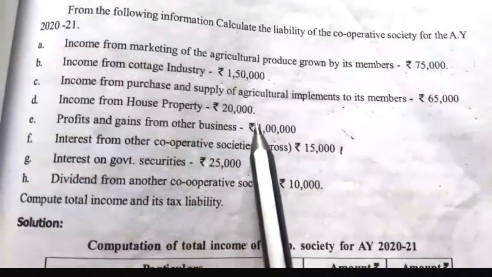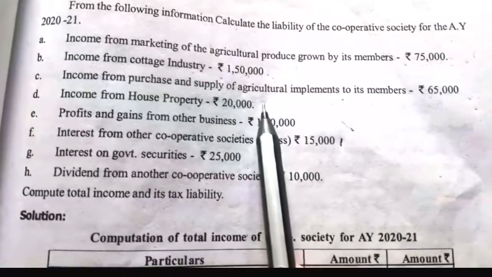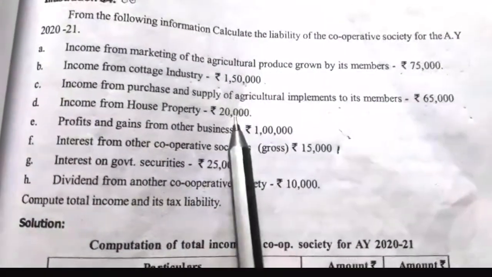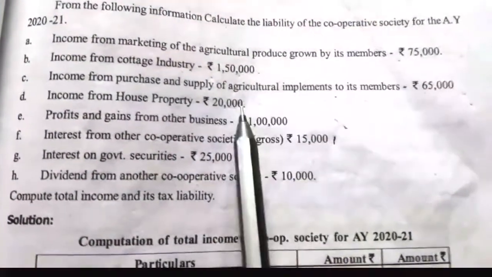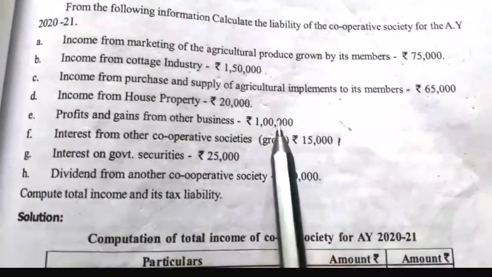Next, income from house property, 20,000. This is the income we have to take under the head section 22, income from house property. It is given directly, so we can take it directly, and deduction under section 80P is eligible only if GTI is less than 20,000. Next, profit and gain from other business, rupees 1 lakh, is given.